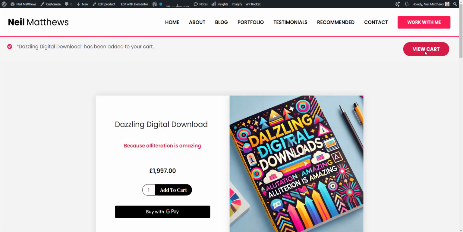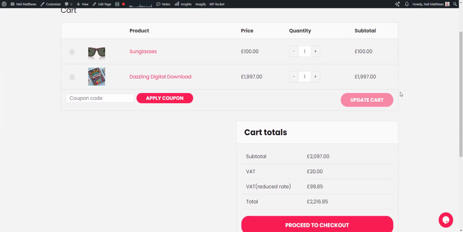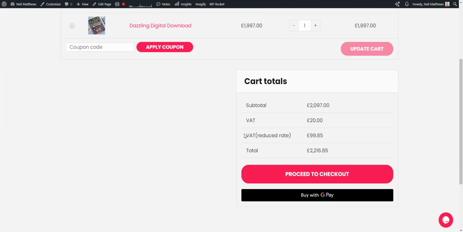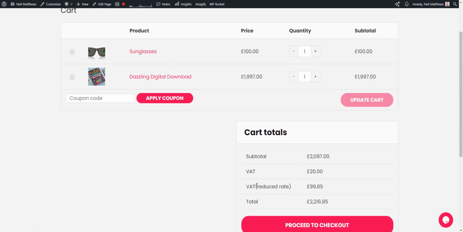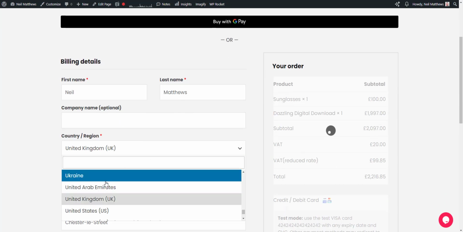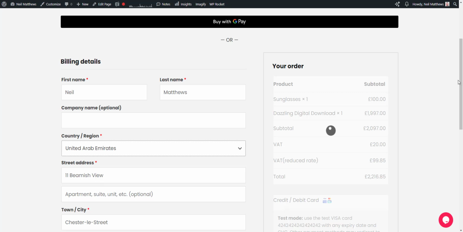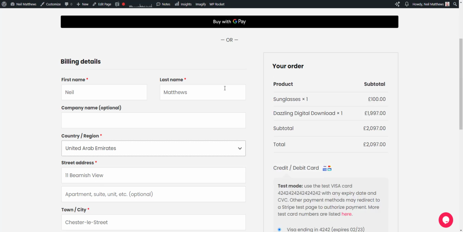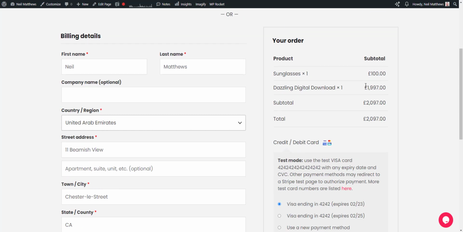I view my cart, and then we can see we've got two types of tax here. We've got VAT at 20% for the sunglasses and VAT at the reduced rate for my Dazzling Digital Downloads. So 5% of $19.97, $99.85. Proceed to the checkout. And again, if we change the location to a non-UK address, it removes that VAT.